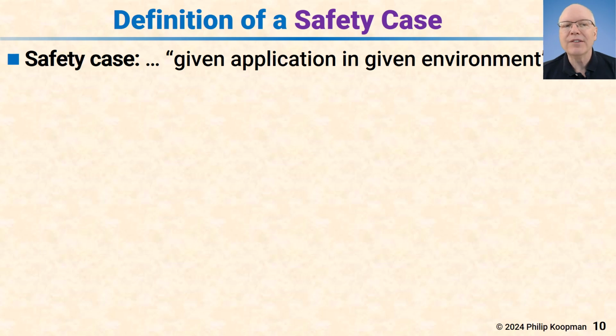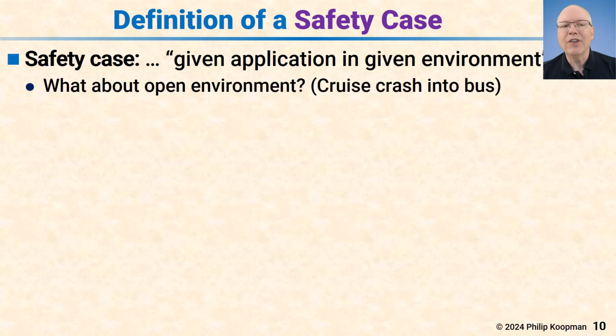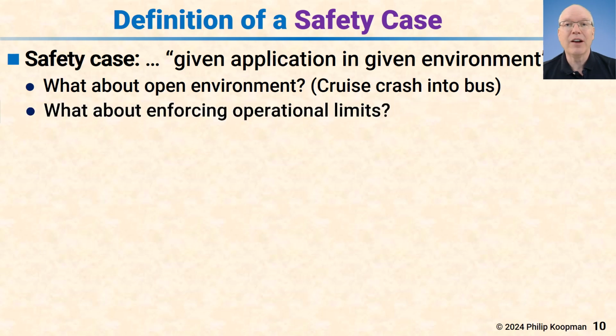Now we're up to safety case. And as I said before, safety case ends with given application in a given environment. But what about an open environment? We had that Cruise crashing into the back of a bus because it was an open environment. They hadn't thought of that. You're never going to have a given environment. So it's not okay to say, well, we've proved we're safe with this safety case, assuming some environment that doesn't really exist in the real world. That safety case isn't really that useful because it excludes the things that are most likely to cause severe harm, which is the surprises.